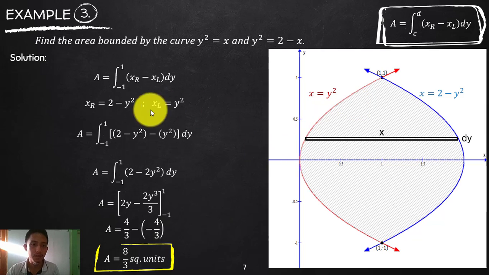So x right, what is the x right of that? All I need to do is rearrange, interchange. You will have there the x, and then here, x is already there. So x right is the blue. X left is this red. So x right minus x left times dy. And then of course these are the pure equations of y from -1 to 1. Then simplify this one first before integrating.